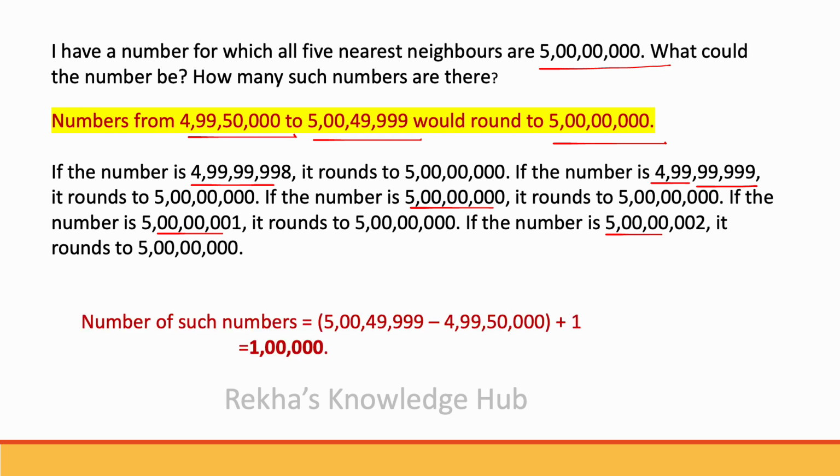So the number of such numbers is upper limit minus lower limit plus 1. See, this is the upper limit, 5 crore 49,999. The lower limit is 4 crore 99 lakh 50,000. Then add 1. So 1 lakh such numbers are there.